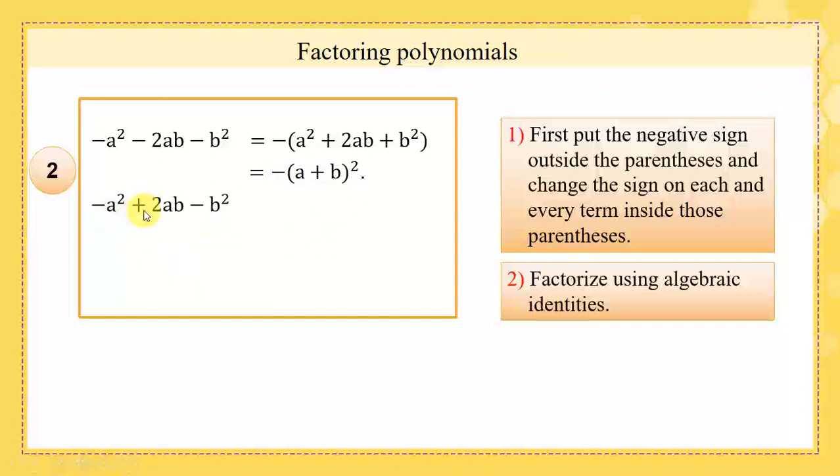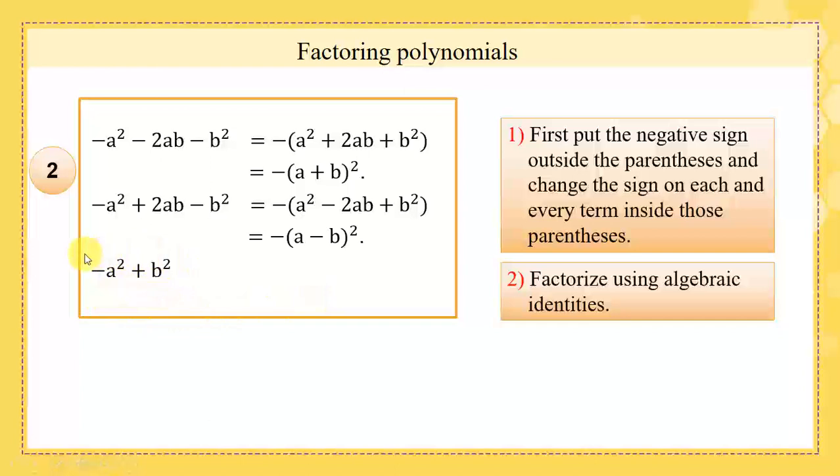Negative a squared plus 2ab minus b squared. The two square terms are negative, so we will do the same process as part 1. We will take a minus outside and change the sign of every term. We get a squared minus 2ab plus b squared, so we have the second remarkable identity. So the answer is negative (a minus b) squared. Next, negative a squared plus b squared.